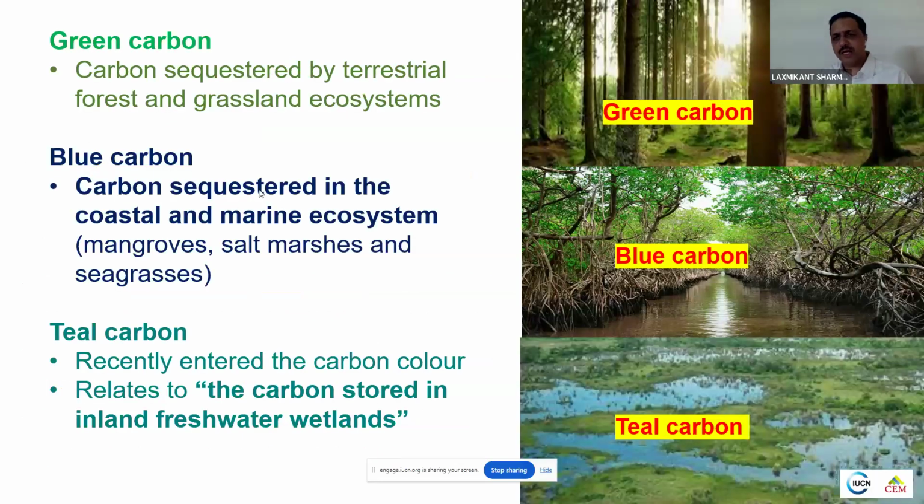Now I'm coming to the carbon which is used as a remedy for these greenhouse gas emissions. First is the green carbon: carbon sequestered by terrestrial forest and grassland ecosystems is referred to as green carbon. Blue carbon is sequestered in coastal and marine ecosystems, like mangroves, salt marshes and seagrasses.